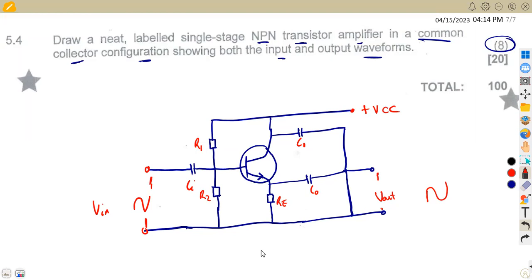So that was our question, guys. The question paper has a total of 100 marks.